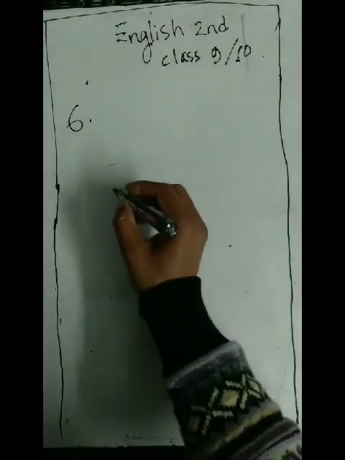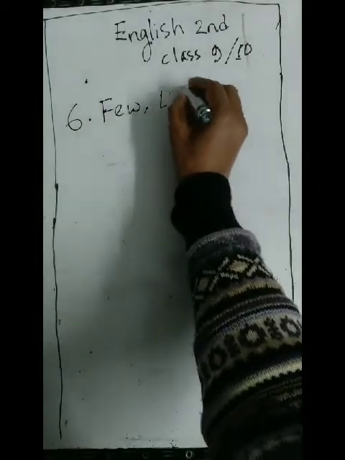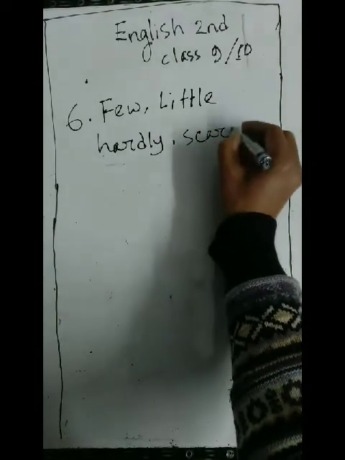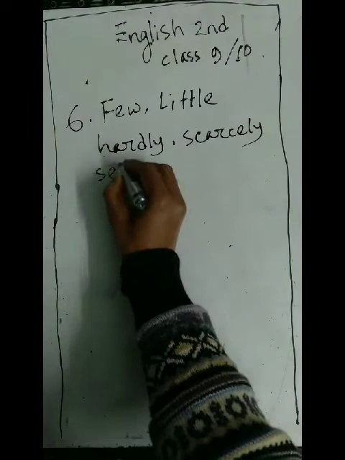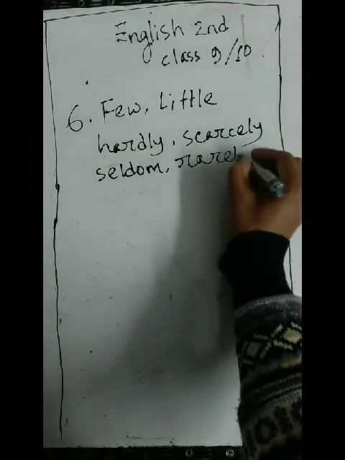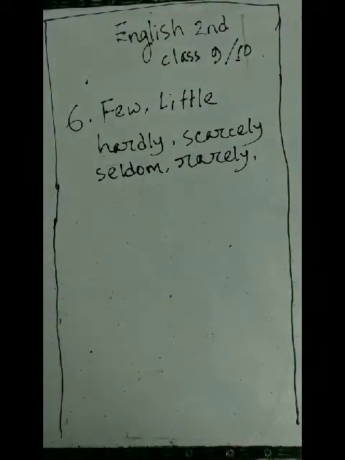Number 6, this is about few, little, hardly, scarcely, seldom, rarely. These words give us negative meaning. So if you see any sentence with few, little, hardly, scarcely, or seldom, you will regard this sentence as a negative sentence, and the tag will be positive. Look at the example.